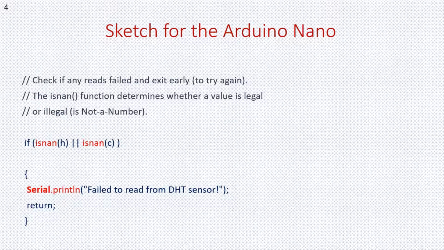This next part of the sketch is also straightforward. I've added a function that if any of the input values for humidity or Celsius are invalid, then those values are skipped and an error message is generated. The sketch then returns for the next input values.